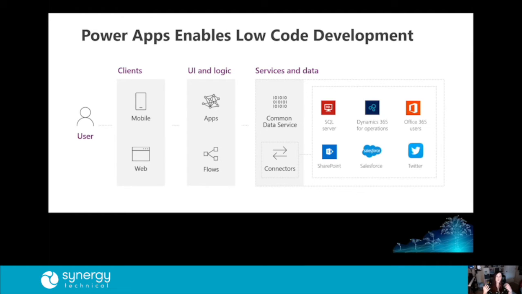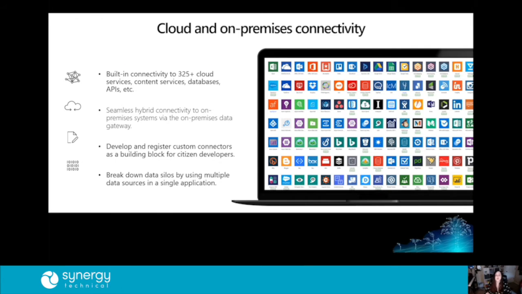And this isn't just for those Office 365 services, though. With the connector model, you can connect to all kinds of different things, like SaaS products such as Salesforce, Twitter, even social media tools. And it's not just for those cloud programs like you might think. You can also connect to your on-prem data. There are over 325 different cloud services right now that you can connect to natively in Power Apps and Power Automate with these connectors.